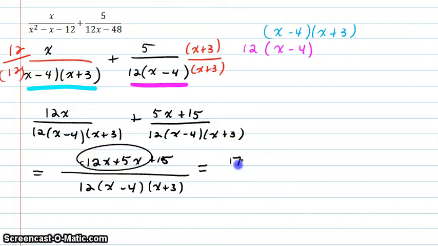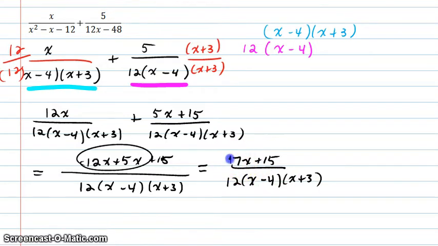So that's really 17x plus 15 on the top, and then 12 times x minus 4 times x plus 3 on the bottom. Okay? You don't have to worry about multiplying the 12 or factoring the top, because 17 is a prime number, so we can't pull out any factors there. So this is our final answer.